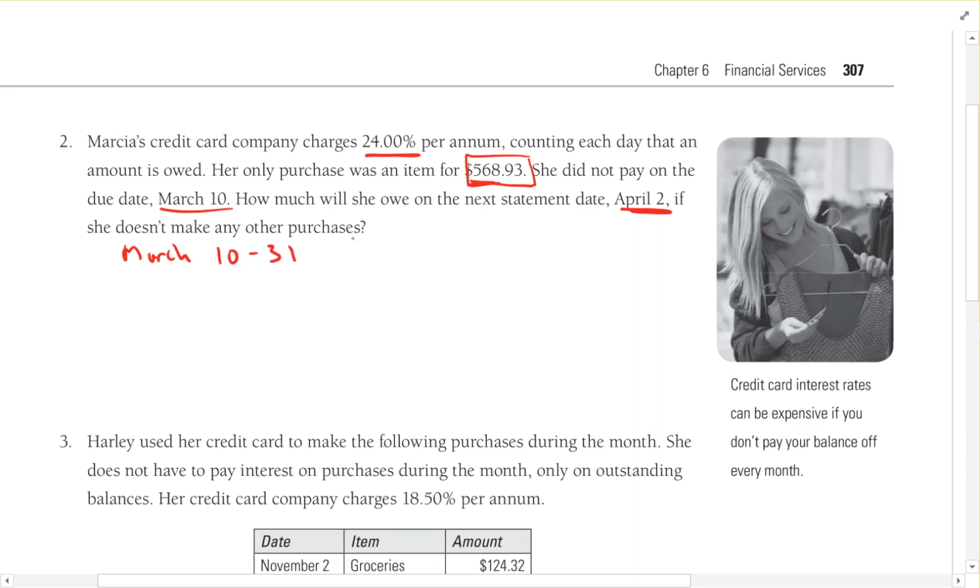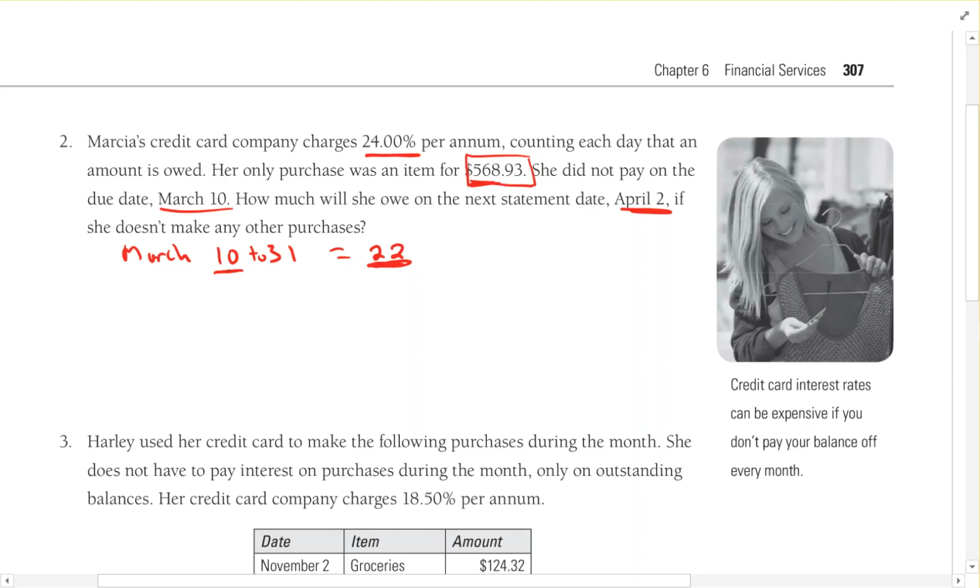So that's a subtraction, 10th to the 31st. Well, it's going to be 21 days in that, right? Actually, sorry, I misspoke. It's going to be 22, and that's a little counterintuitive, but it's because we're also counting the 10th as a day too. So it's going to be 22 days there. Hopefully that made sense. It's because we're also counting the day of the 10th.